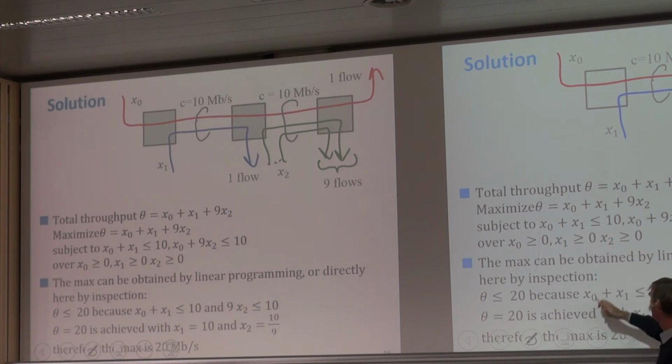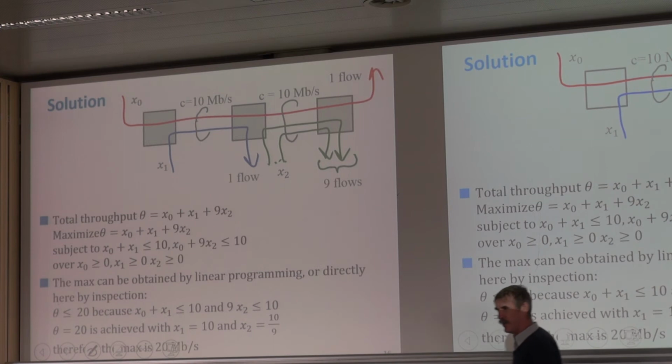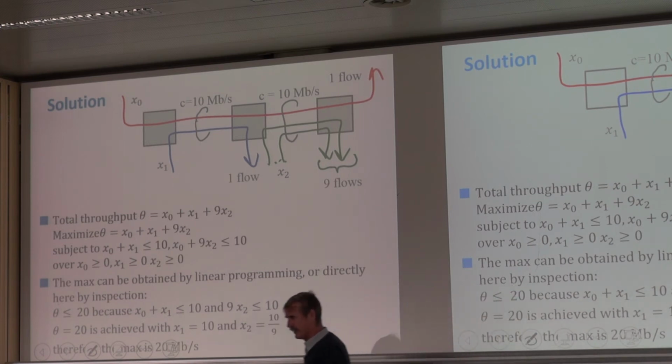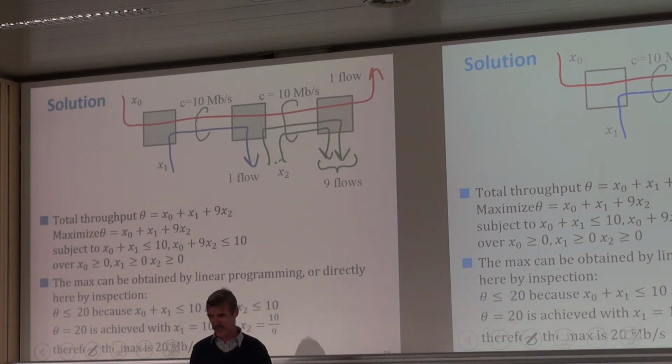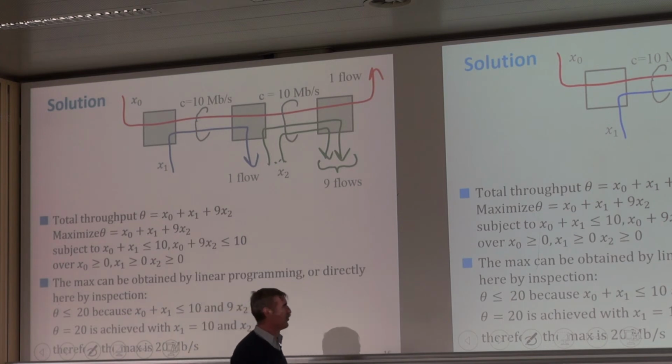So subject to, now what are the constraints? Well, on the first link, x0 plus x1 must be less than 10. On the second link, x0 plus 9x2 is less than 10. And the variables are non-negative. So this is a classical linear program. You can ask your preferred linear programming package to solve it.